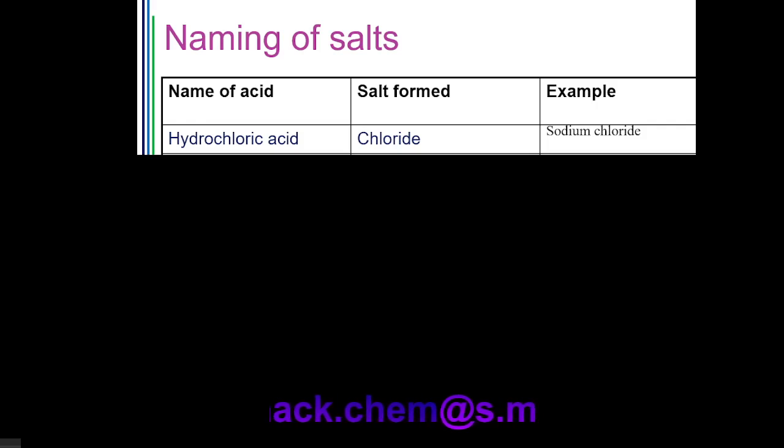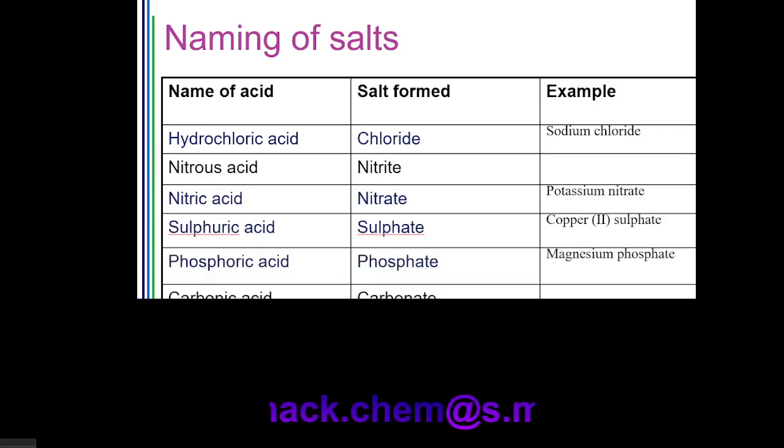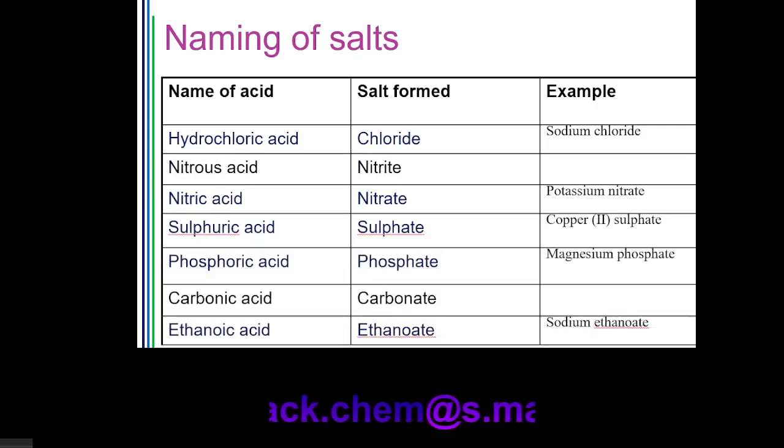Other examples of salts that can be formed from hydrochloric acid are potassium chloride, magnesium chloride, zinc chloride, etc. So we are taking note that the surname of the salt is derived from the acid. You must learn the list of acids and the salt to be formed from that acid. This is the full table.